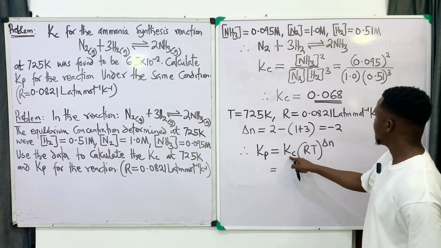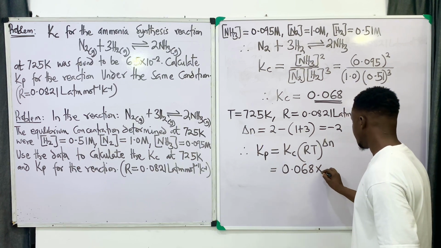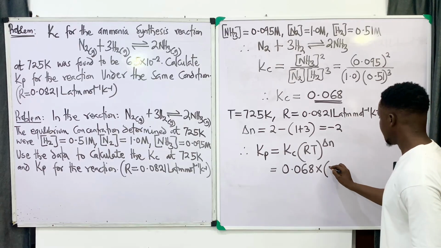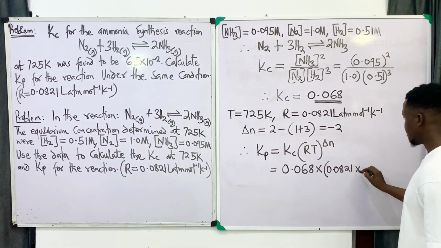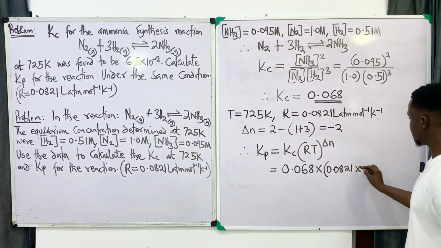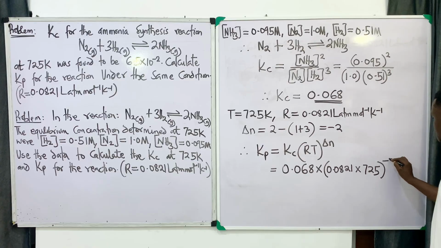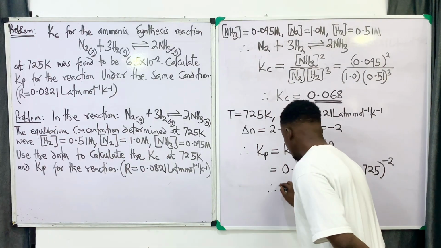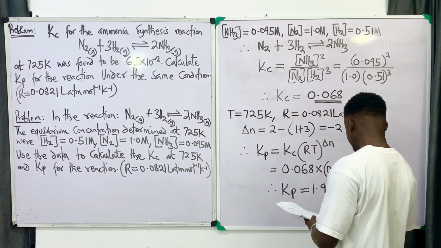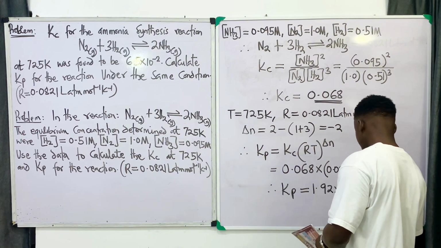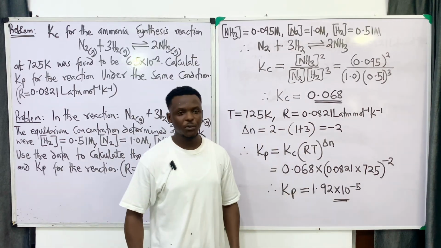Now Kc here is 0.068. Our R is 0.0821 times, what is our temperature? 725 Kelvin. Now this is raised to the power of what? Minus 2. So if you press your calculator, it becomes 1.92 times 10. So this is the value. Our Kp becomes 1.92 times 10 raised to the power of minus 5.